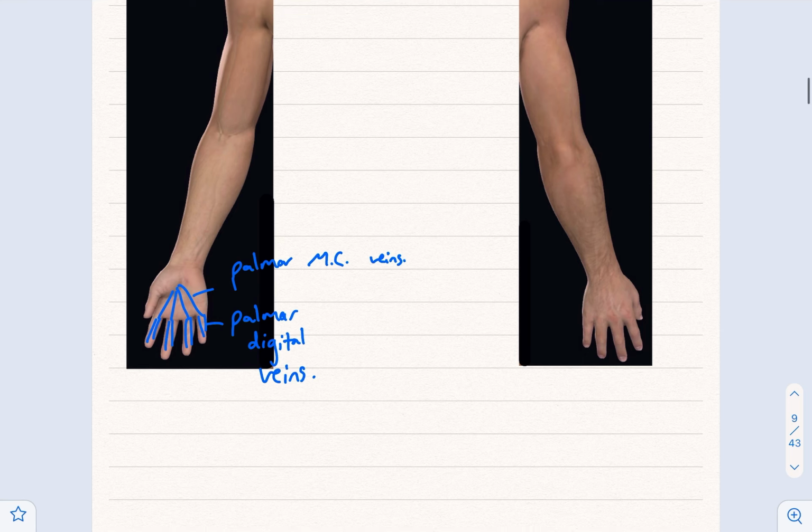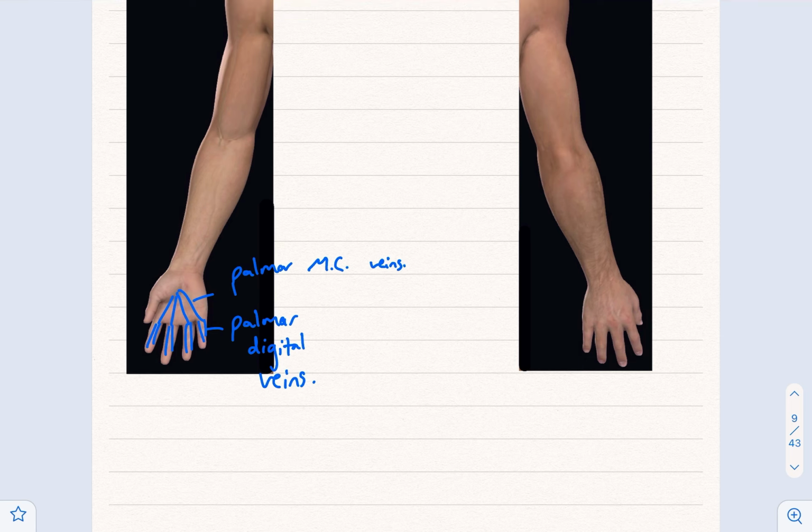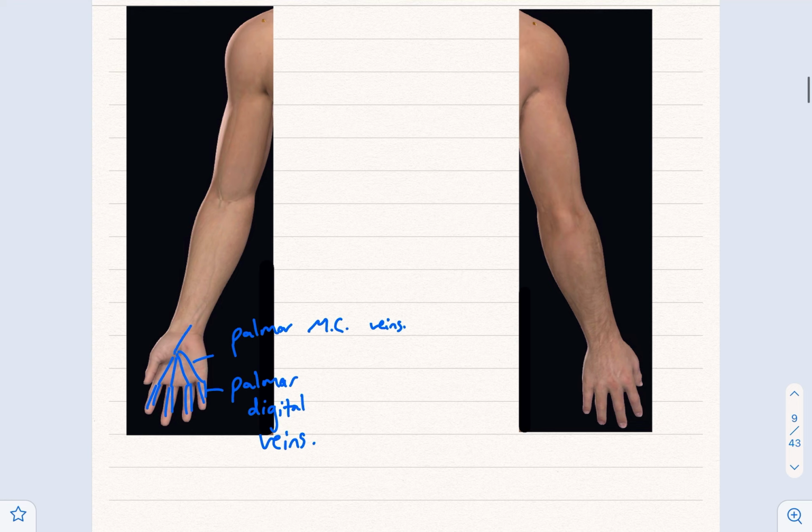Okay, from the palmar metacarpal veins, I'm just going to draw a line up here, and that is going to be the medial antebrachial vein. And so then this is the bit, so I'm just going to draw like this, so it kind of makes like a Y shape, and then I'll get back into that later.